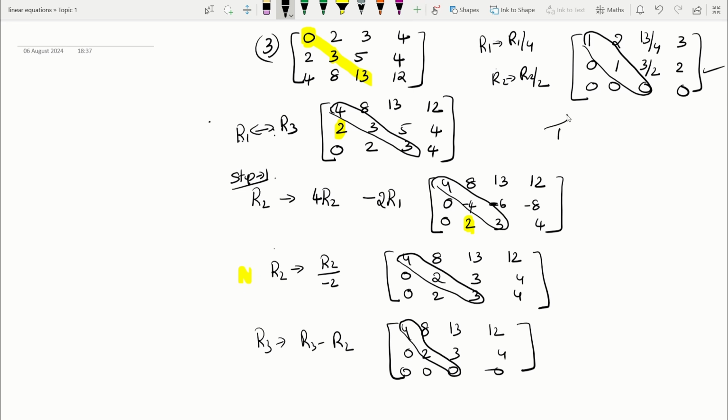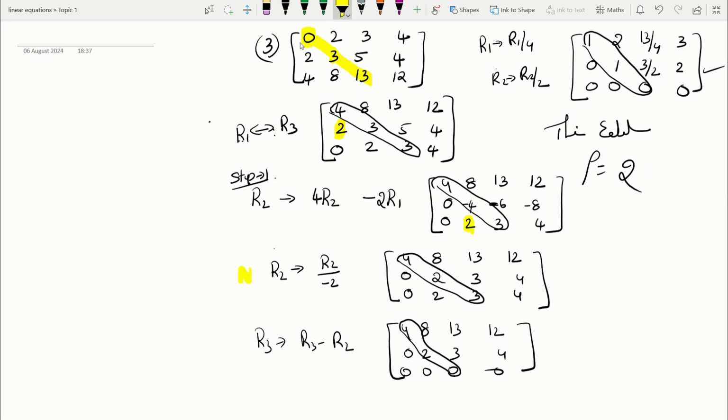That's all. Then automatically 4 by 4 is 1, 8 by 4 is 2, 12 by 4 is 3, and again 0, 2 by 2 is 1, 4 by 2 is 2, and this is 0 0. See here, all the diagonal elements are here, 1 0, either 1 or 0 is acceptable. Below the diagonal elements are 0, so this you can solve. This is in echelon form.